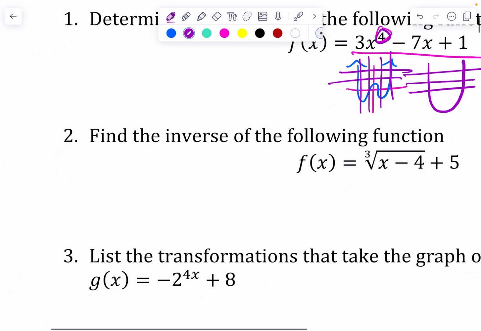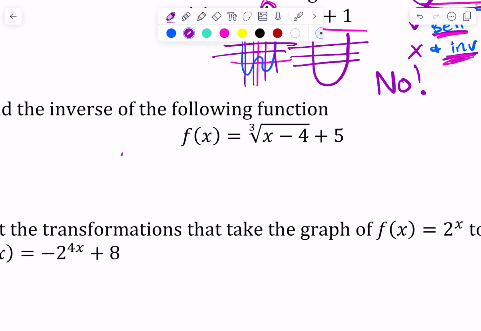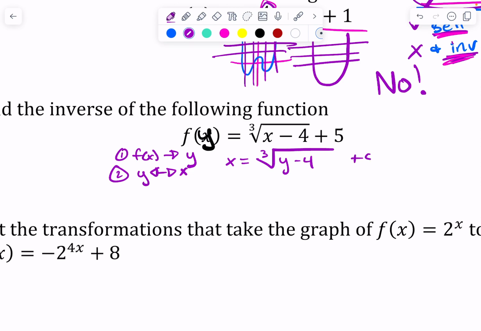Okay. Find the inverse of this function. So there are 4 steps. Number 1, f of x gets switched and you rename him as y. A lot of people skip step number 1. Then y and x switch places with each other. So if this becomes y, now my x and y switch places. So I have x equals the cubic root of y minus 4, and then plus 5.